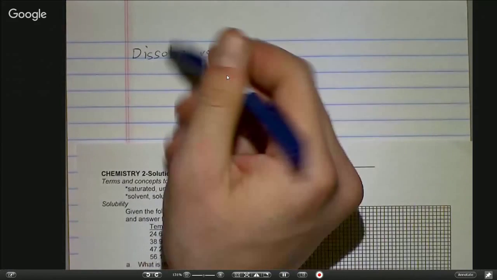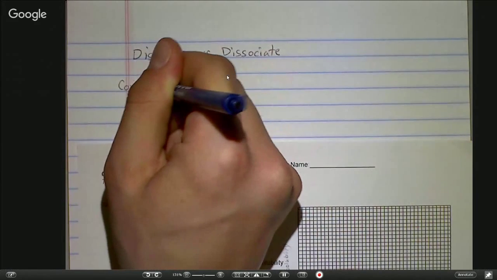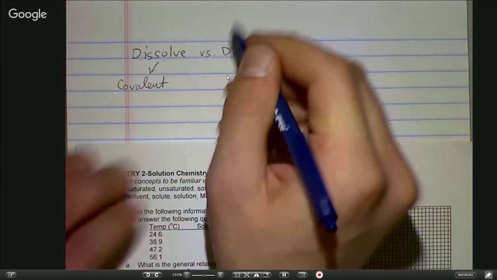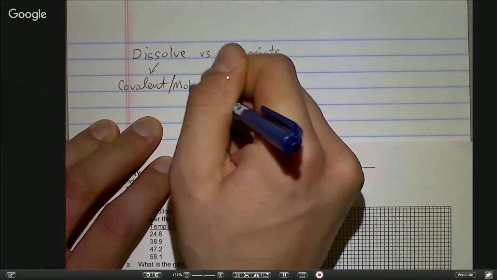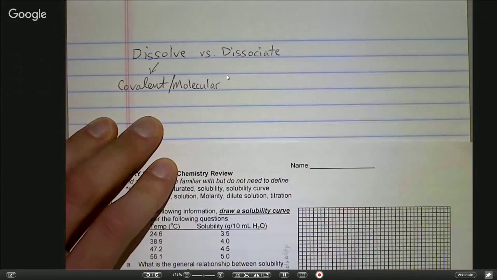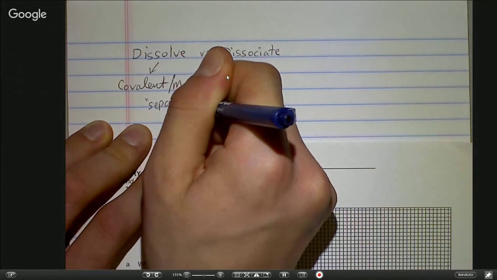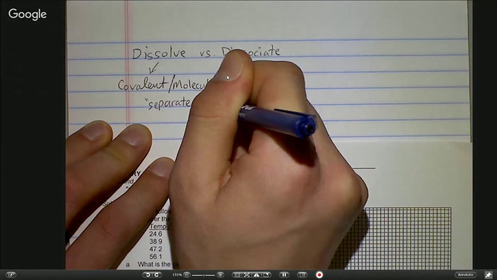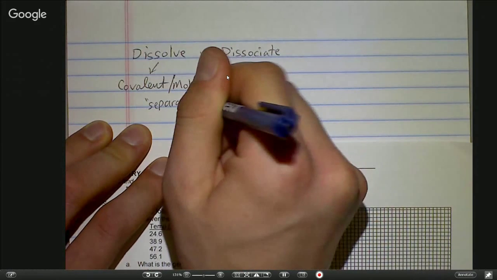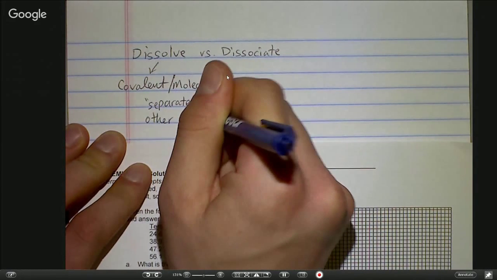Understanding that dissolve is what happens when covalent or molecular compounds separate from each other in solvent and become solvated. So they separate from each other, separate from other molecules.